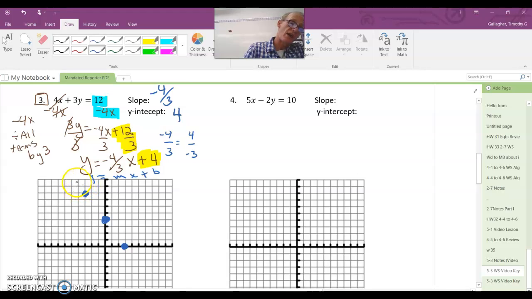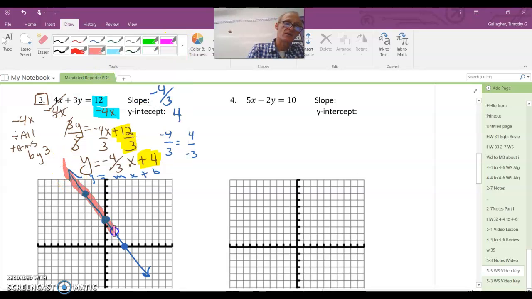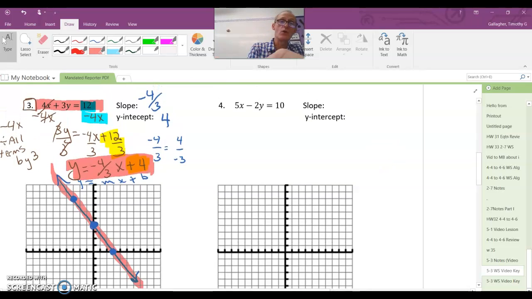All right, so this graph is a straight line, and it looks like that. And all the points on this line, all the x's and y's, can be represented by this equation here, or this equation, because we did it twice. We solved for y. Okay, so number 4, I'm going to subtract 5x and divide by negative 2 to solve for y.